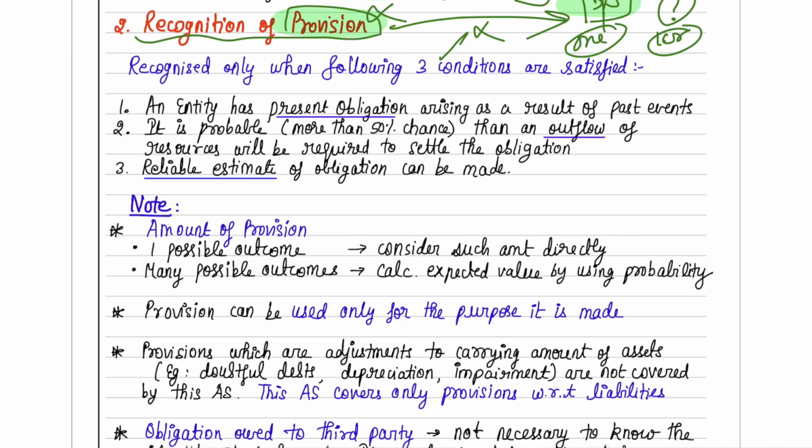Okay, so now let's understand again, when will you recognize? When three conditions are met. One, a past event must have happened because of which today you have an obligation, and it must be probable. That means more than 50% chance should be there of the outflow going from your pocket. That means you will be paying out money, and that you must be able to estimate also. So if all these three conditions are present, it will become your provision.